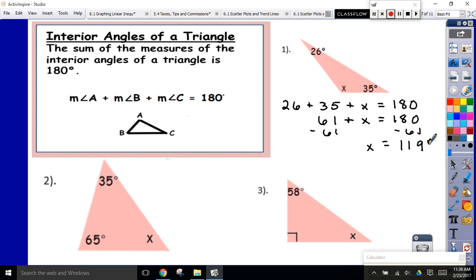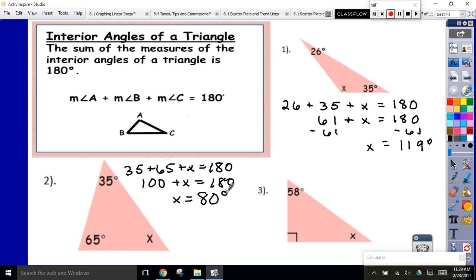Okay, but I'm going to show you with the equations because we'll need to write equations for the more difficult ones. Okay, number 2. Bella, can you tell me what the equation is that I would write? 35 plus 65 plus x equals 180. Okay, combining like terms gives me what? 100. Good. 100 plus x equals 180, so x is 80. Good. Okay, 80 with a degree sign there.